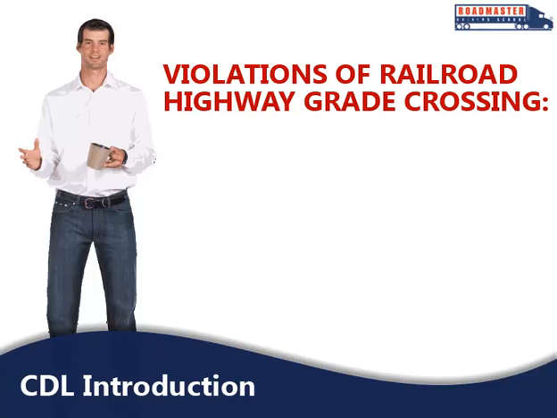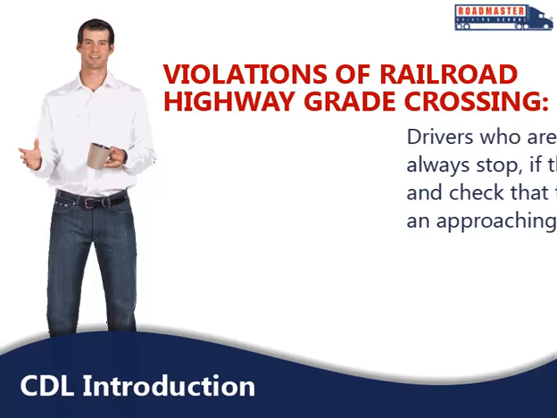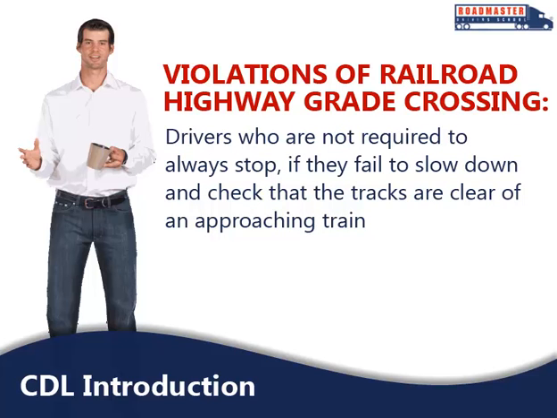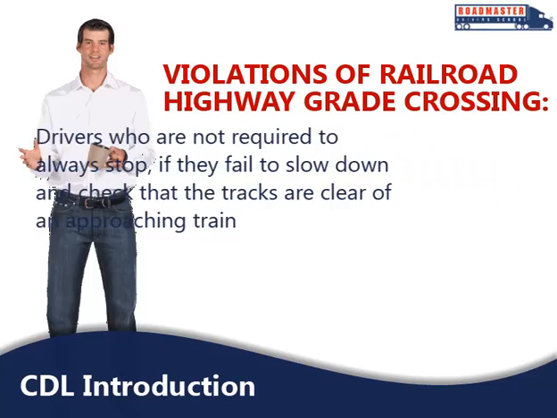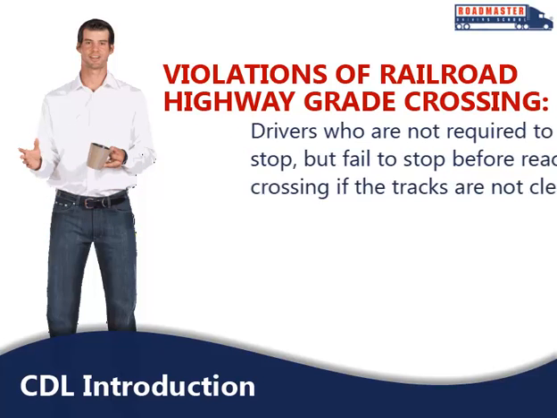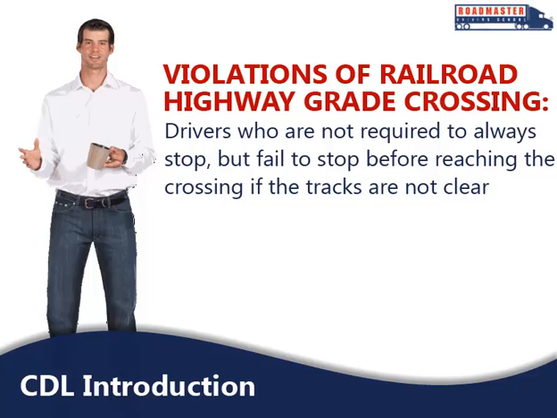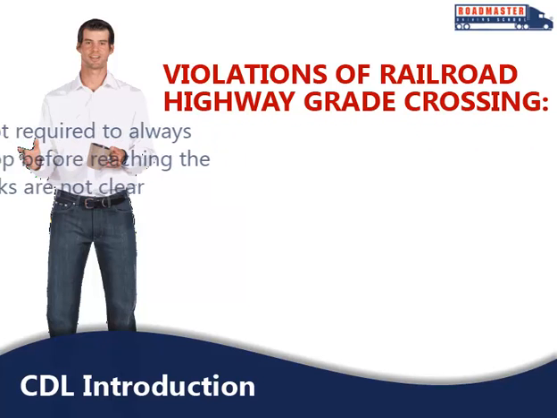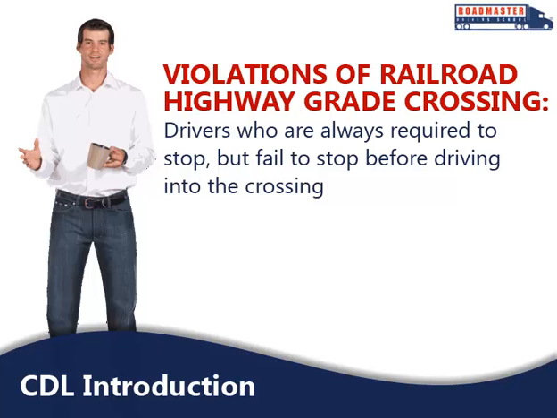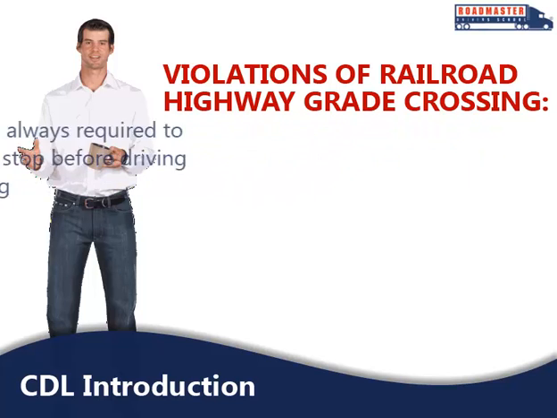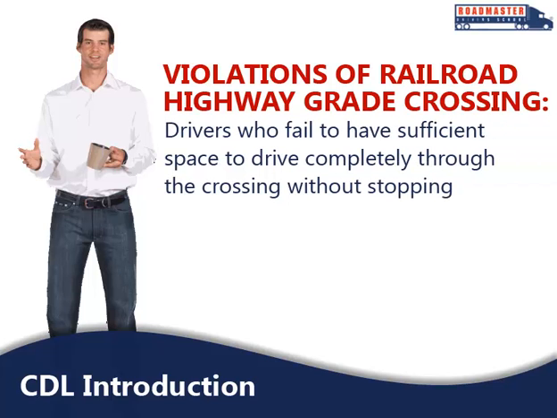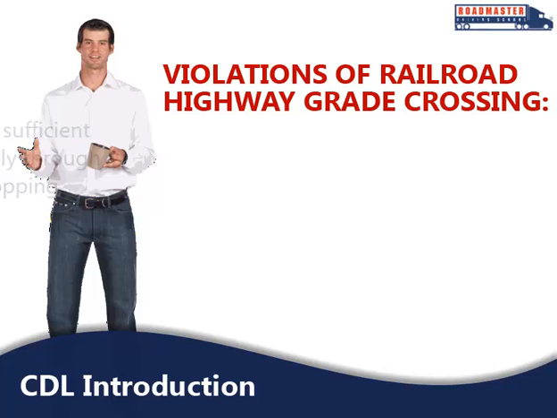Violations of an RRHGC include: 1. Drivers who are not required to always stop if they fail to slow down and check that the tracks are clear of an approaching train. 2. Drivers who are not required to always stop but fail to stop before reaching the crossing if the tracks are not clear. 3. Drivers who are always required to stop but fail to stop before driving onto the crossing. 4. Drivers who fail to have sufficient space to drive completely through the crossing without stopping.